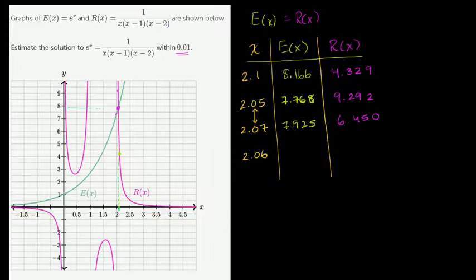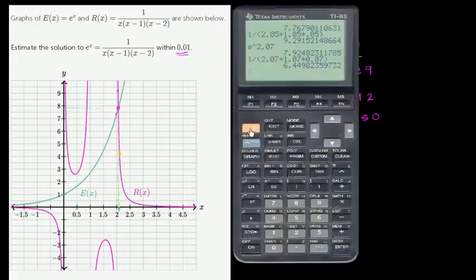But just for fun, let's try it out. So e to the 2.06 is 7.846, if we round. And if we were to evaluate r of x, it's 1 divided by 2.06 times 1.06 times 0.06, which gets us to 7.632. So we're also getting pretty close.